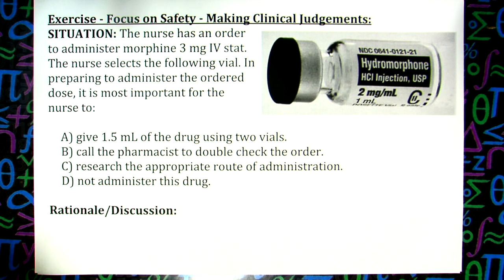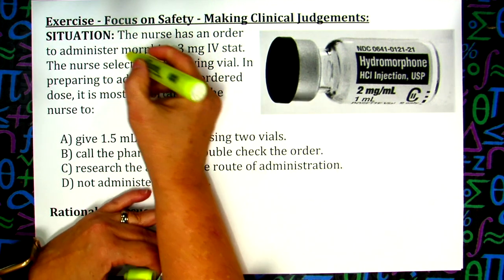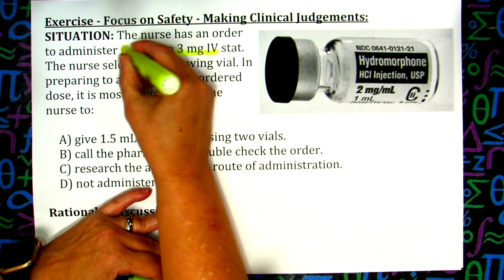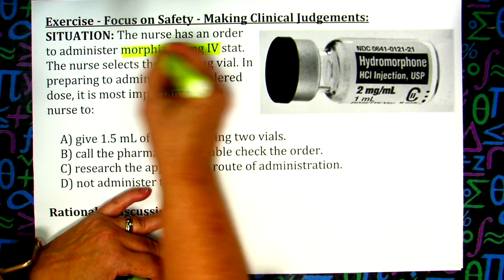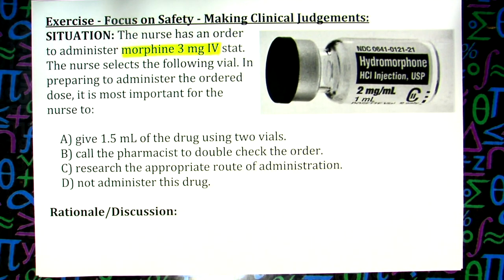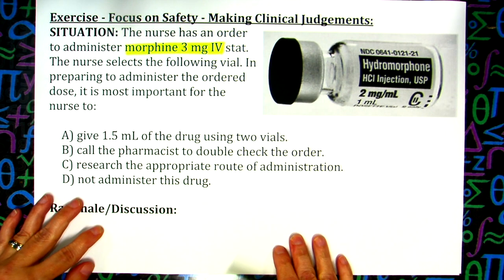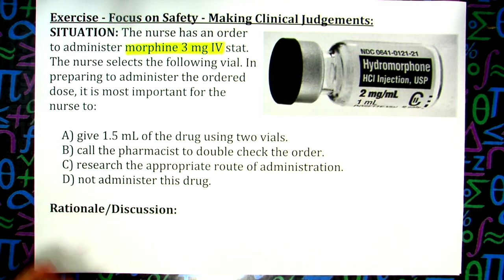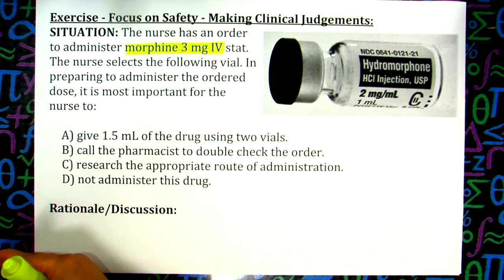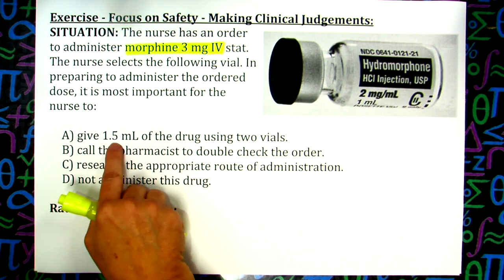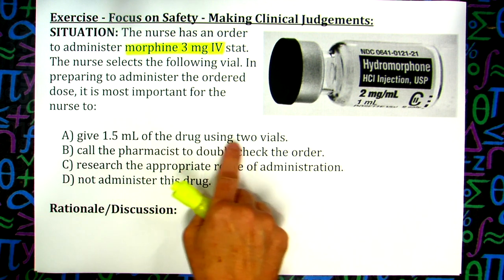All right, so let's go through and read this here. It says the nurse has an order to administer morphine, 3 milligrams, IV stat, okay? So that's an important thing right there. We got to know what's being ordered. The nurse selects the following vial, so we got a picture of that. In preparing to administer the ordered dose, is it important for the nurse to, all right, let's just go through all of them. A, give 1.5 milliliters of this drug using 2 vials.